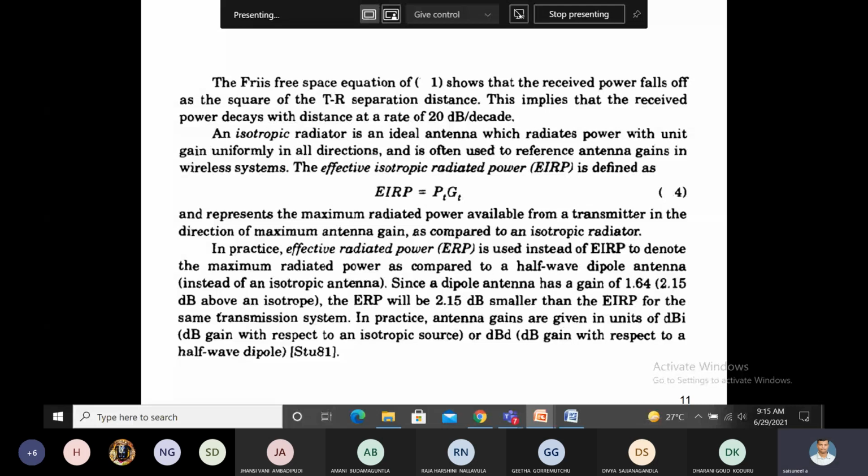Suppose we assume that the radiator, that is the antenna, is an isotropic radiator. What is an isotropic radiator antenna? It radiates power with unit gain uniformly in all directions. The best example of an isotropic antenna is the omnidirectional antenna system, which radiates power equally in all directions. From this isotropic antenna, we calculate EIRP, the effective isotropic radiated power, which is equal to PT GT.